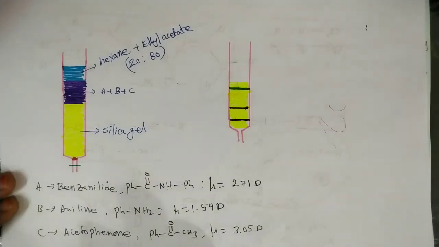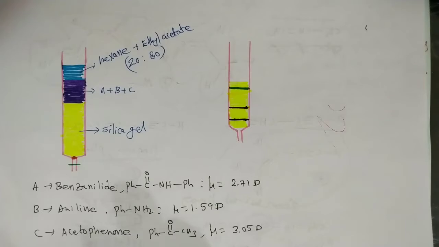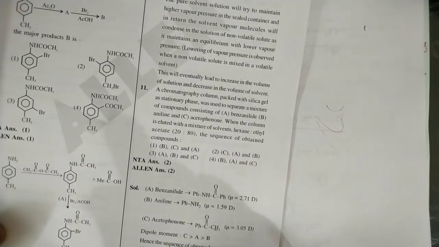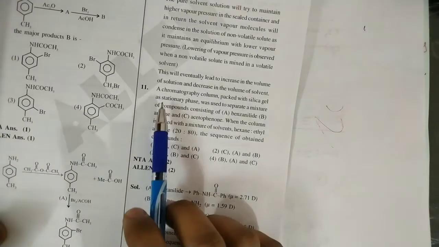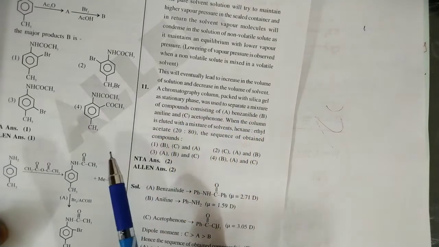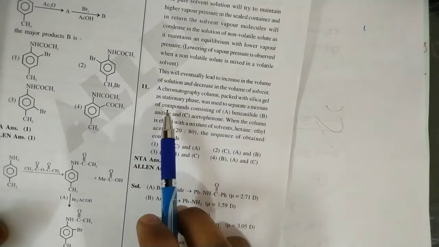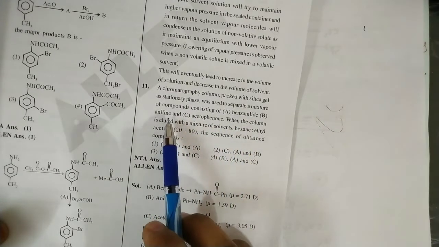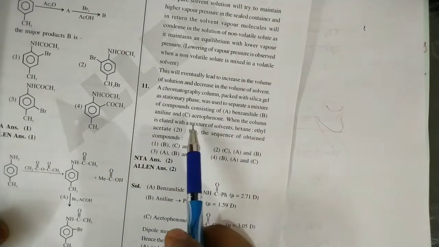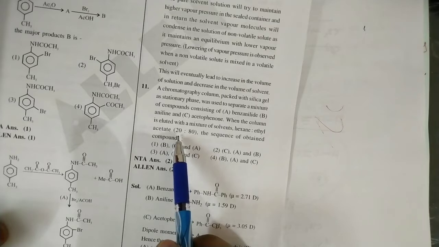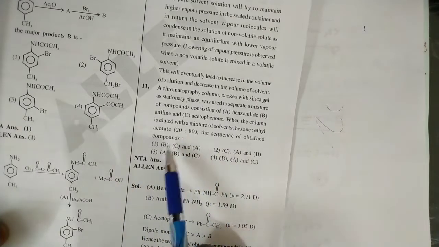Hello students, in this video let us discuss one question that is related to chromatography. That question is also from the January JEE Main. The question is: a chromatography column packed with silica gel as a stationary phase was used to separate a mixture of compounds consisting of A, benzylamide, B, aniline, and C, acetophenone. When the column is eluted with a mixture of solvents, hexane and ethyl acetate in a 20 to 80 ratio, what is the sequence of compounds obtained?